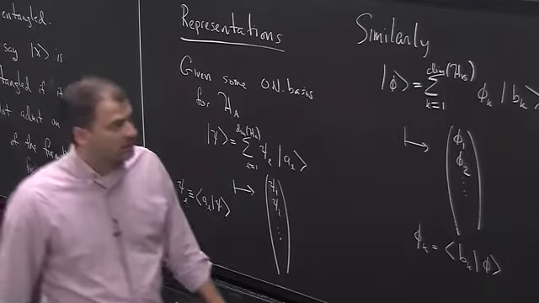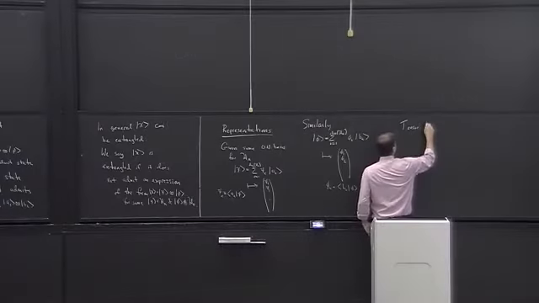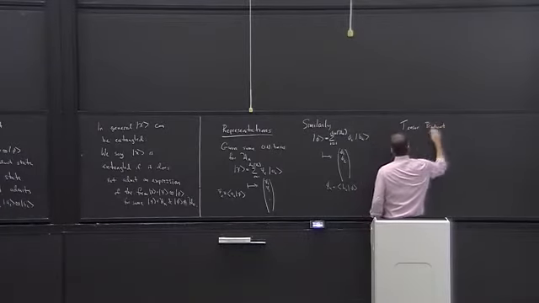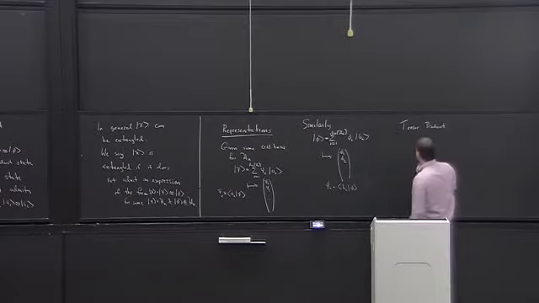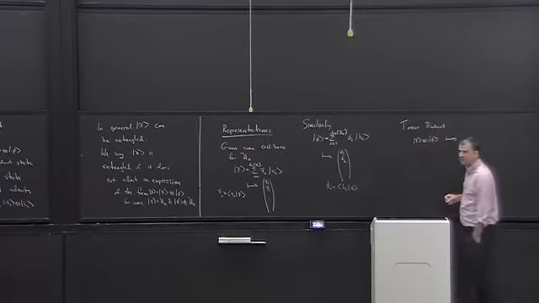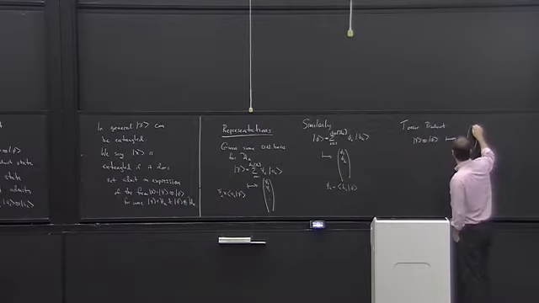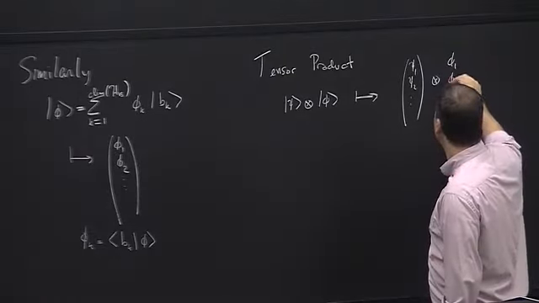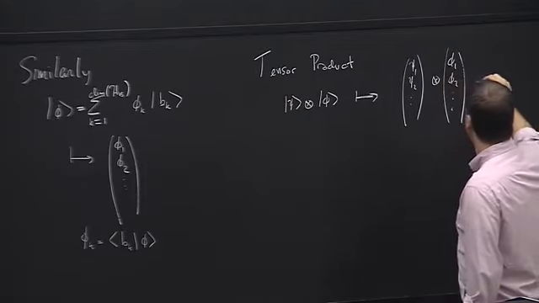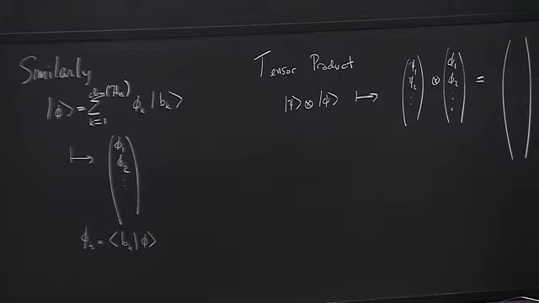And now the tensor product expressed in the representation then is the form we have: psi tensor phi gets represented as psi_1, psi_2 cross phi_1, phi_2, which is equal to a composite vector.